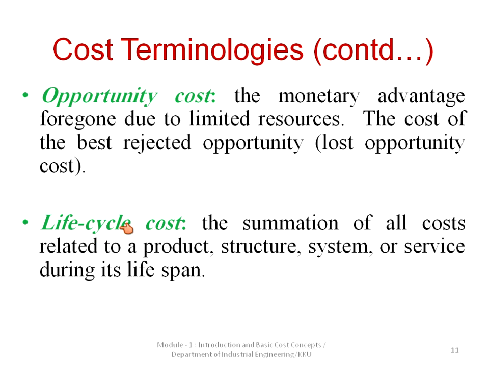Next is the life cycle cost. From the name you can understand it is all costs associated throughout the product production, right from the beginning till the final finishing stage of the product. Every cost associated with the product is called life cycle cost. It is the summation of all costs related to a product, structure, system, or service during its lifespan, from the raw material stage till the finishing stage. This cost is called life cycle cost.